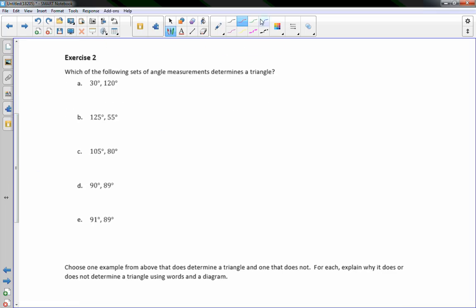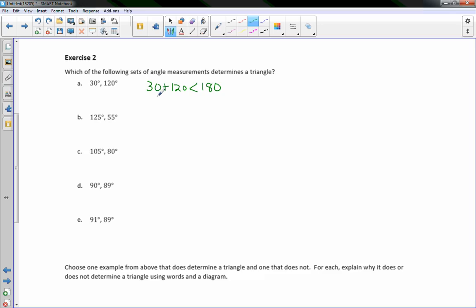Exercise 2 says, which of the following sets of angle measurements determine a triangle? So pause the video, see if you can do this, and when you're done, come back and check. Okay, so now I'm taking into consideration that the two angles have to add up to less than 180, which we confirmed in this lesson. So how I'm going to prove this is I'm going to take the two given angles and add them and say they must be less than 180 degrees.